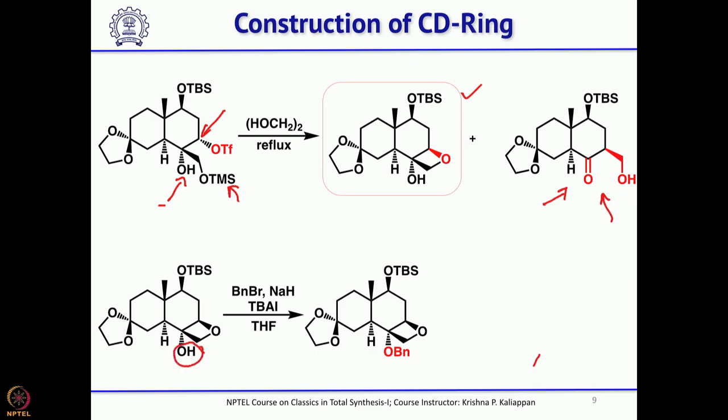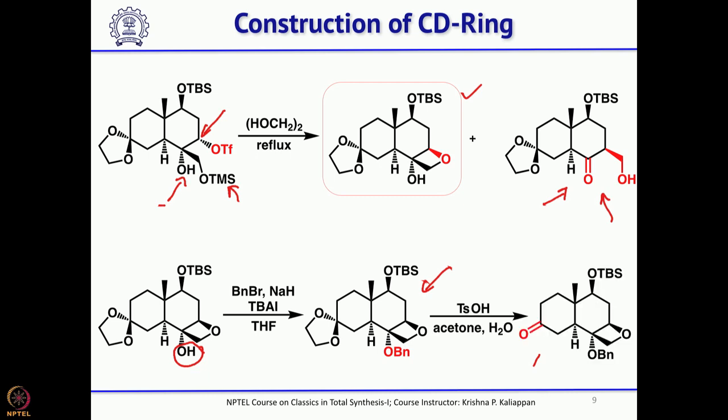The tertiary alcohol was protected as benzyl ether, though if you look at the natural product, the tertiary alcohol should be protected as acetate. But acetate is a labile protecting group and this intermediate has to undergo so many functional group transformations, so it is better to keep a more stable protecting group than what is really required at the end. With that idea, Danishefsky's group protected the tertiary alcohol as benzyl ether.